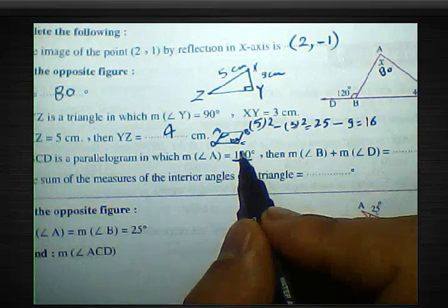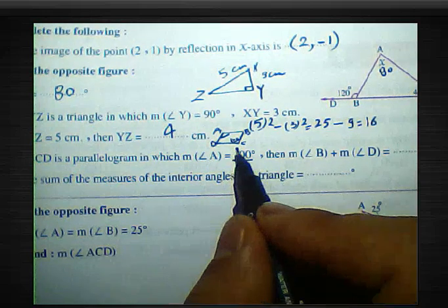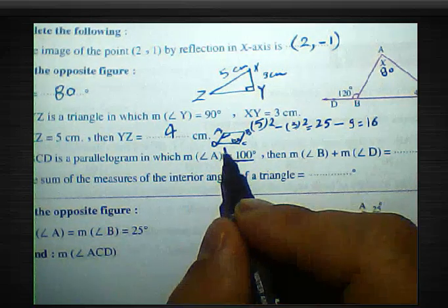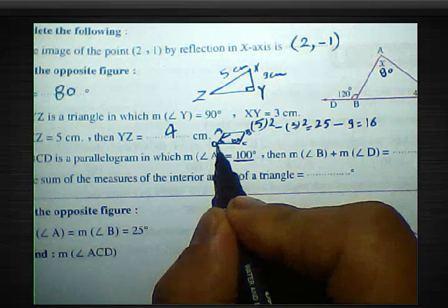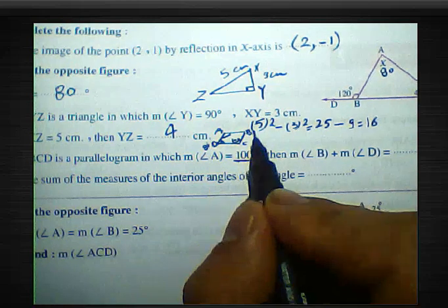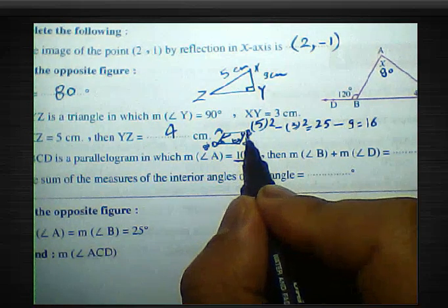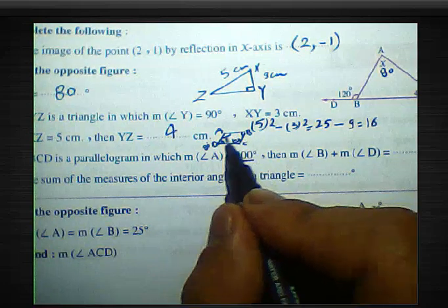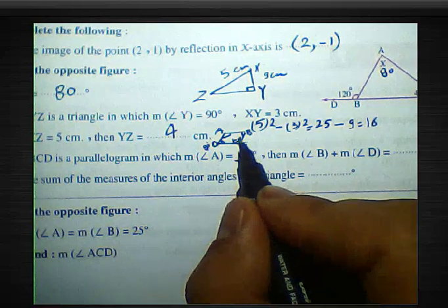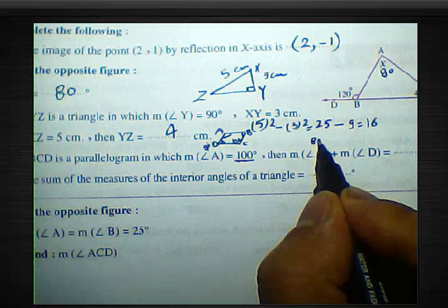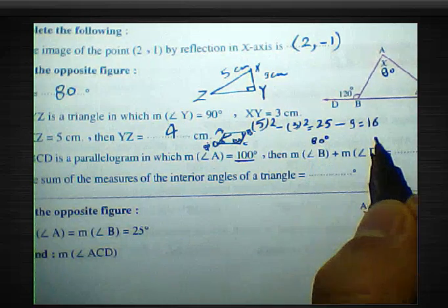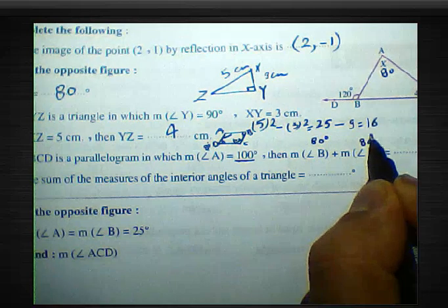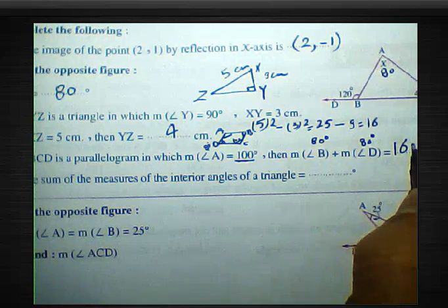You can find the measure of angle B by subtracting 100 from 180. So the measure of D equal 80 degrees, and then measure of angle B equal 80 degrees because each two opposite angles are equal in measure. B is 80 degrees, and D 80 degrees. 80 plus 80 equal 160 degrees.